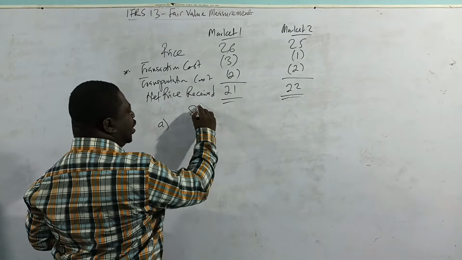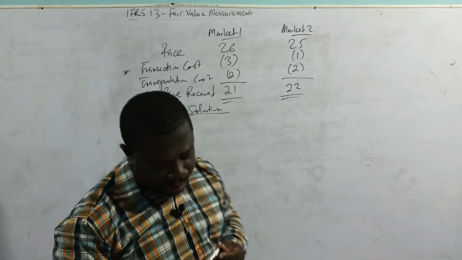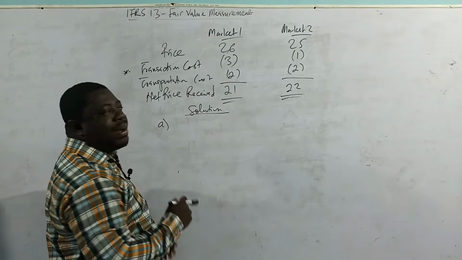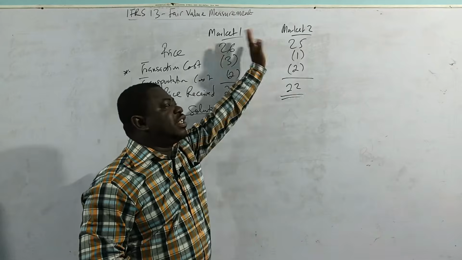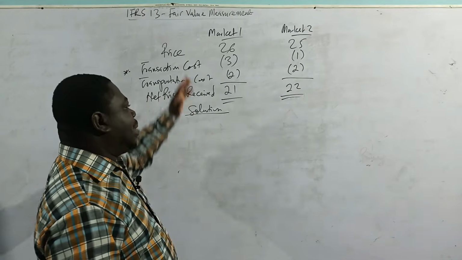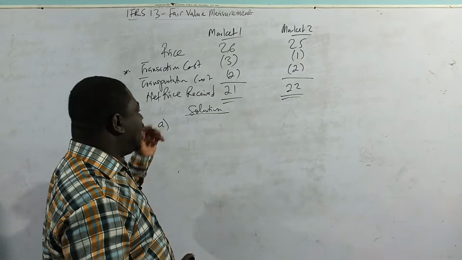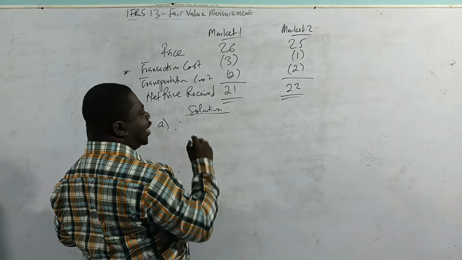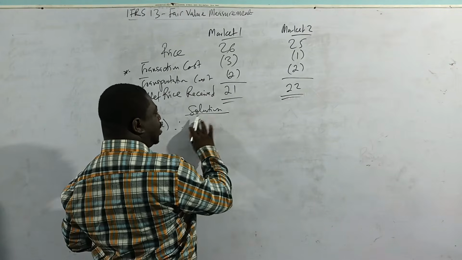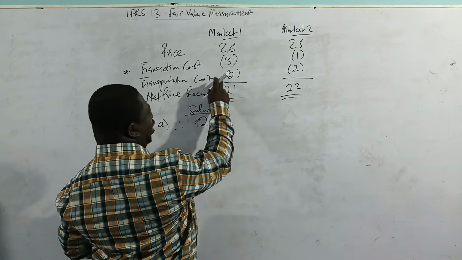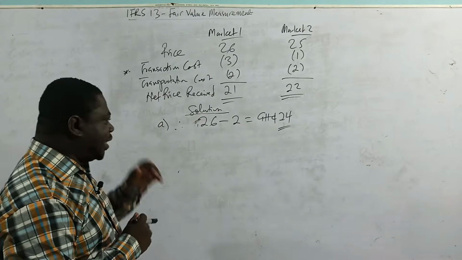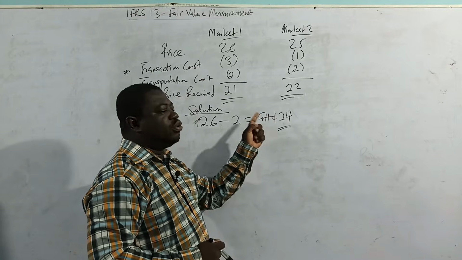So, solution to the question. Look at the requirements again. A, what is the fair value of the asset if market 1 is a principal market for the asset? So here, market 1 is a principal market. And regardless of what market 2 is bringing us, once market 1 has been established as a principal market, then IFRS 13 says that valuation should be based on market 1. So therefore, the asset will be valued at the price of 26 cedis minus the transportation cost of 2 cedis, which will give us a final answer of 24 cedis. So therefore, you write that the fair value of the asset will be 24 cedis.